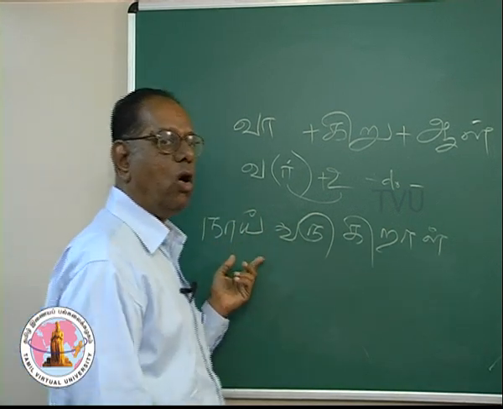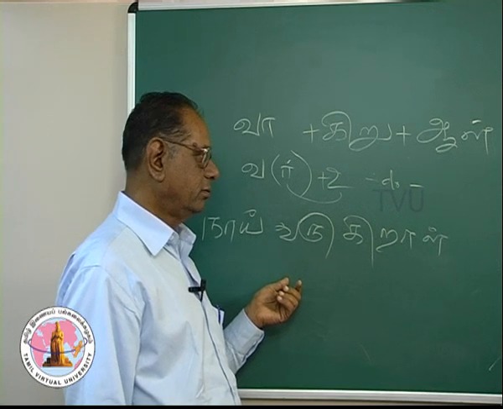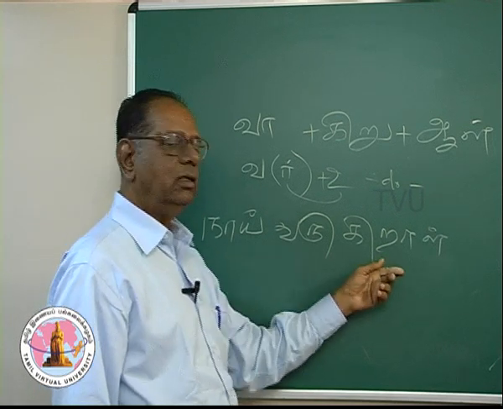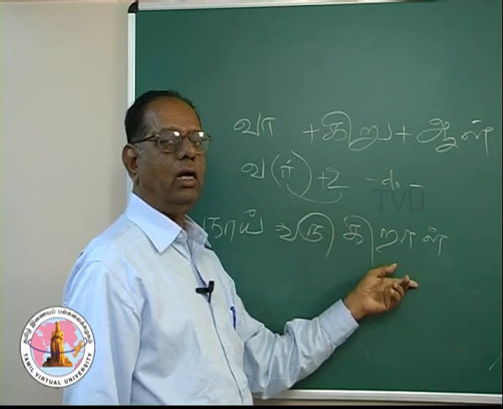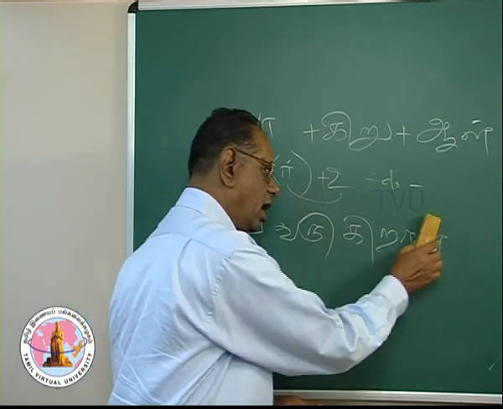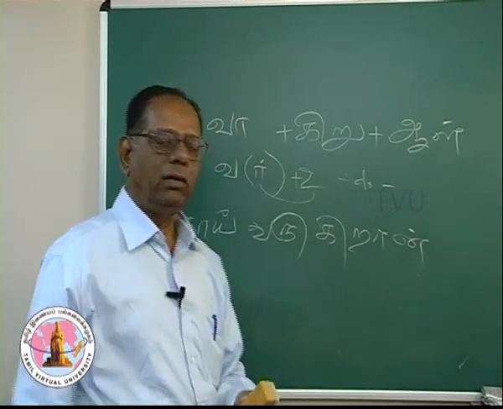This is நாய். What is நாய்? A dog. What will happen to the verb? You can't say நாய் வருகிறான். Then what do you say?